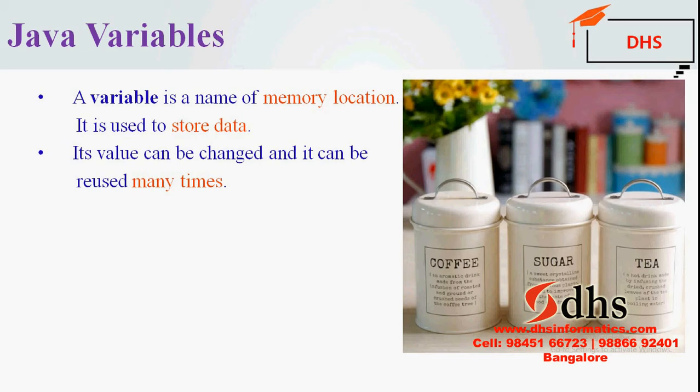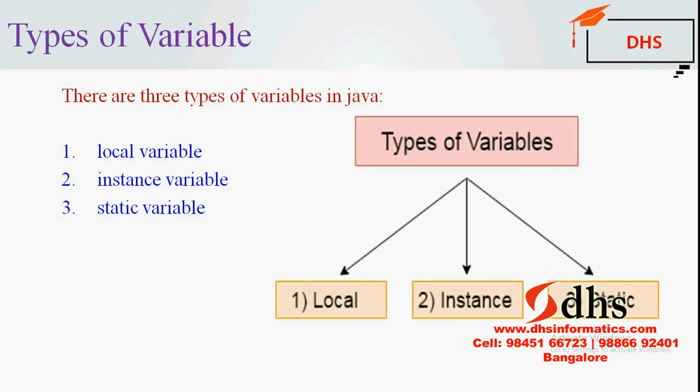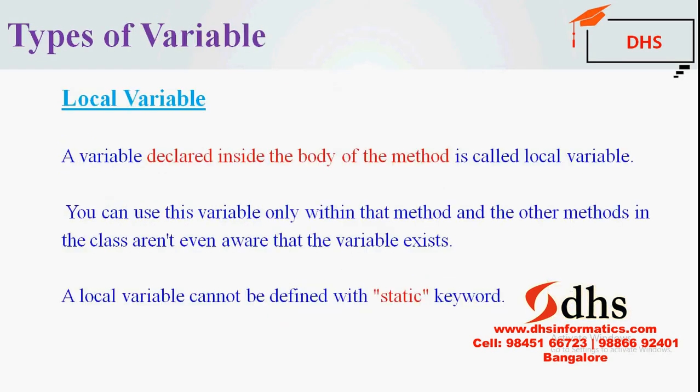Types of variable. We have local variable, instance variable, static variable. A local variable is declared inside the method, and that local variable should not be static. We cannot declare a local variable as static.